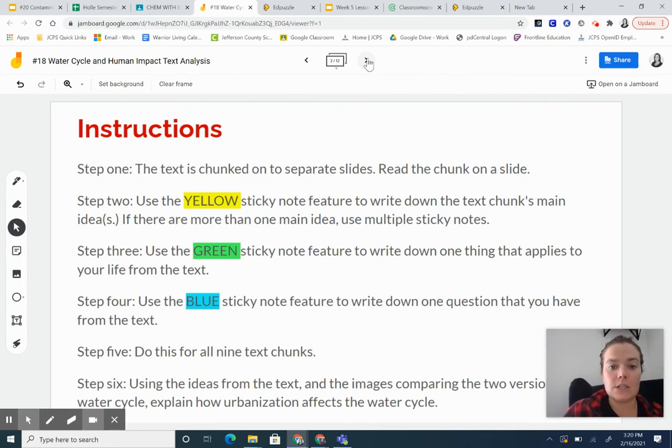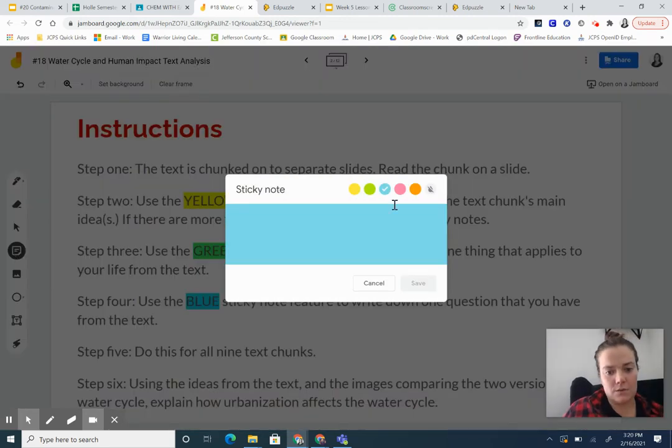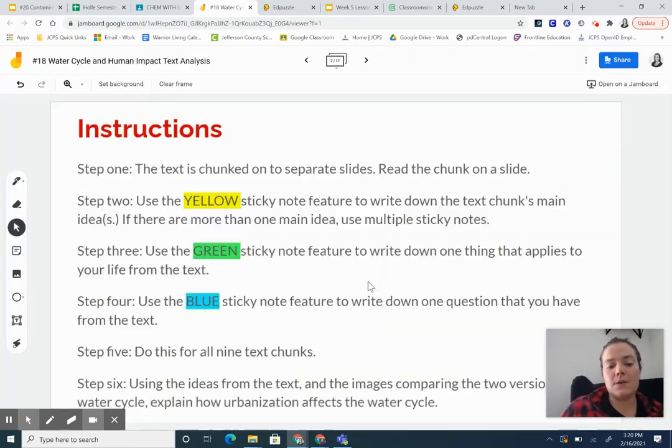On each slide, you're going to read the chunk text, and you're going to use 3 color sticky notes. The sticky notes are over here. You should be able to make sticky notes. You're going to use yellow, green, and blue. You're first going to read the chunk and decide what the main idea or main ideas are.